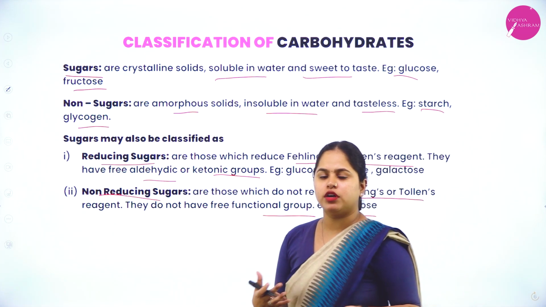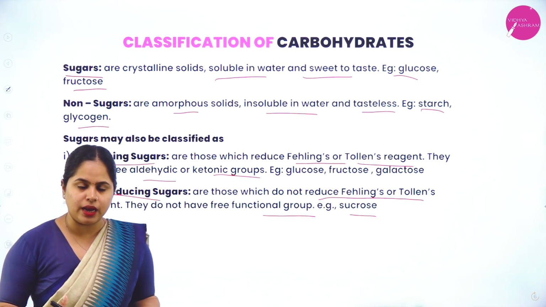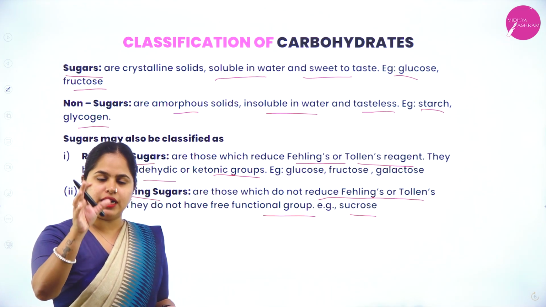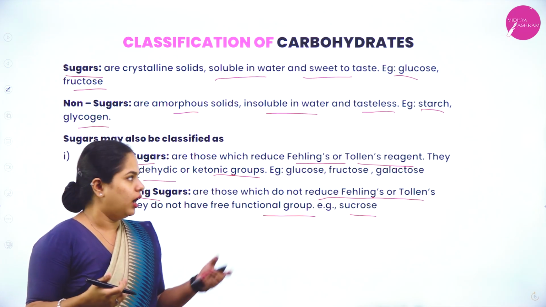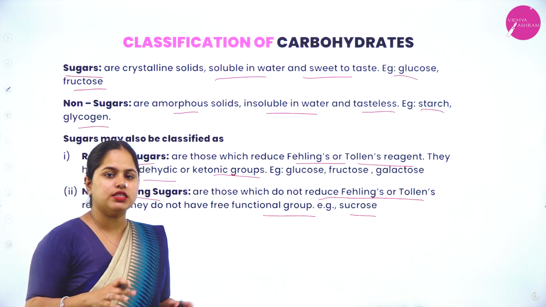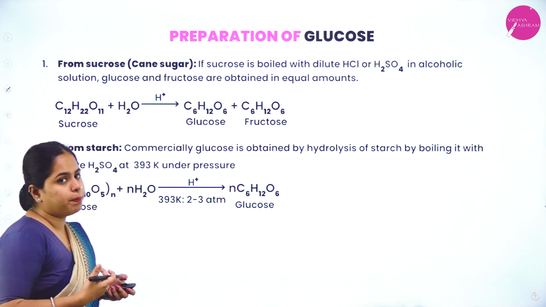So, what does this free functional group mean? It should have an open free functional group so that it will be able to reduce, right? That means that the aldehyde should be present as it is so that it can undergo reduction under Fehling's or Tollens reagent. So, non-reducing sugars are the ones in which the aldehyde group is not free. Clear? Now, moving on to the preparation of glucose.